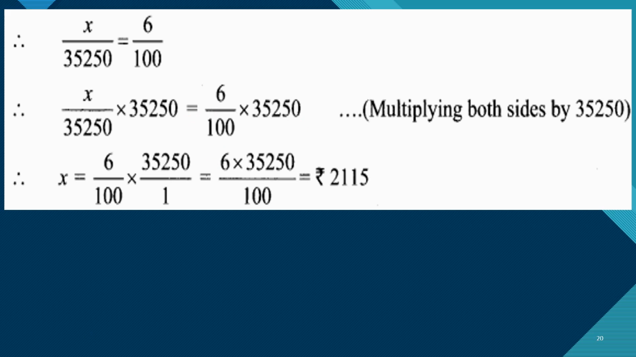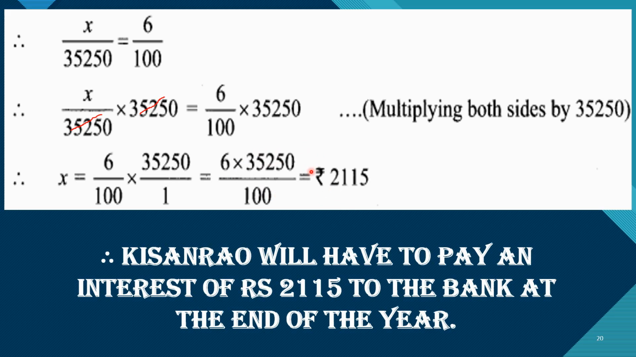So here you can see that this 35,250 and this we will cancel. So x is equal to 6 upon 100 multiplied by 35,250 upon 1. So when you calculate this, you will get 6 multiplied by 35,250 upon 100. So you have to do this calculation. When you do that, you will get 2115. So Kisan Rao will have to pay an interest of rupees 2115 to the bank at the end of the year.